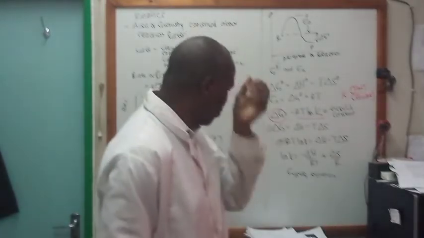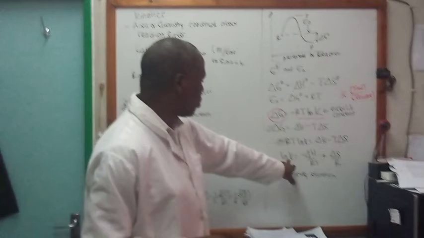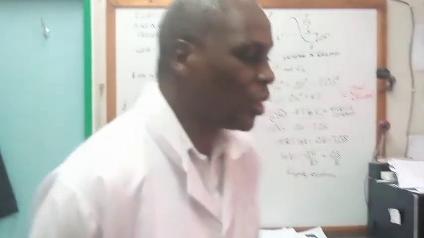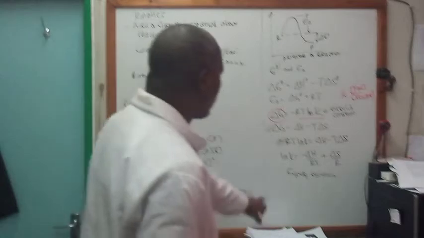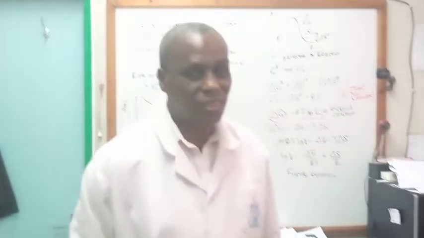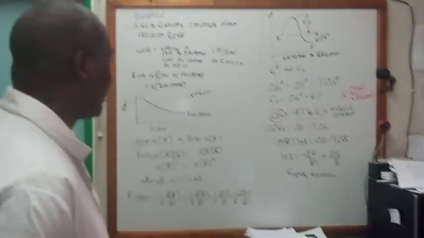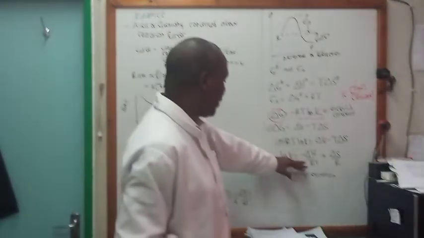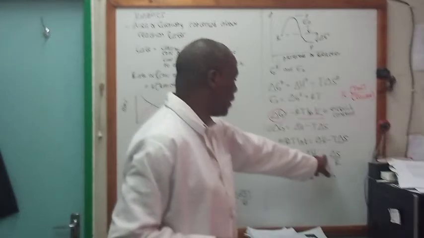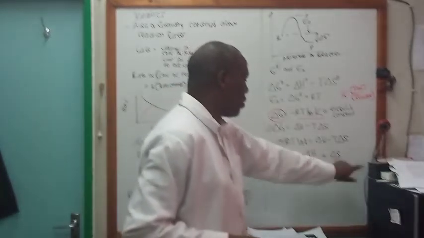So if you now rearrange to make the equilibrium constant the main subject, then you're going to get ln K equals minus delta H over RT plus entropy over R.